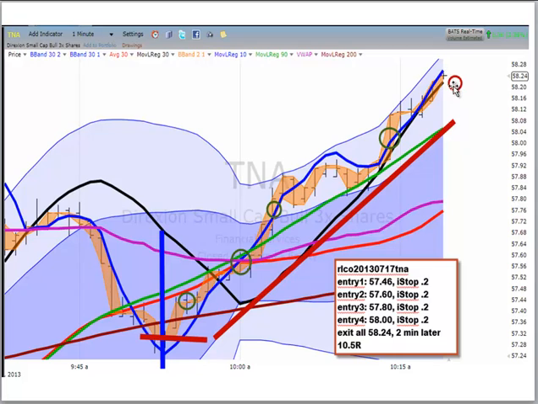Shortly after this little doji, it rolls over, and we take everything off at 58.24 for a total of 10.5 R on this leg up. Net for all positions.